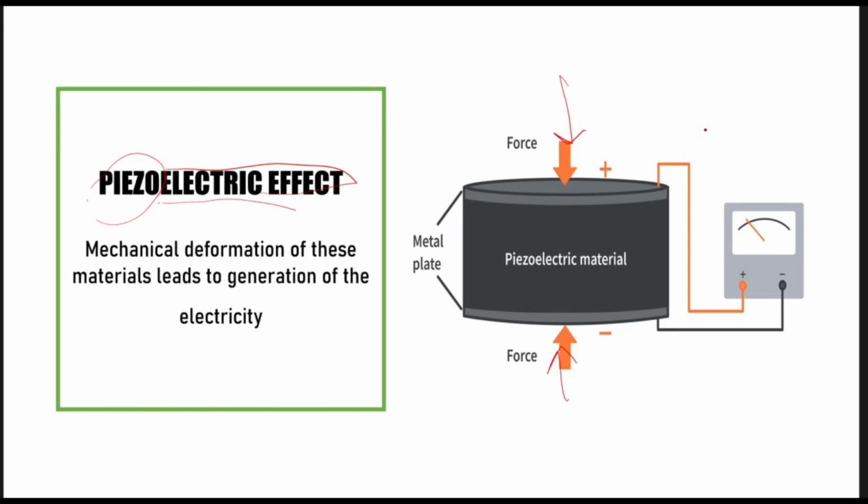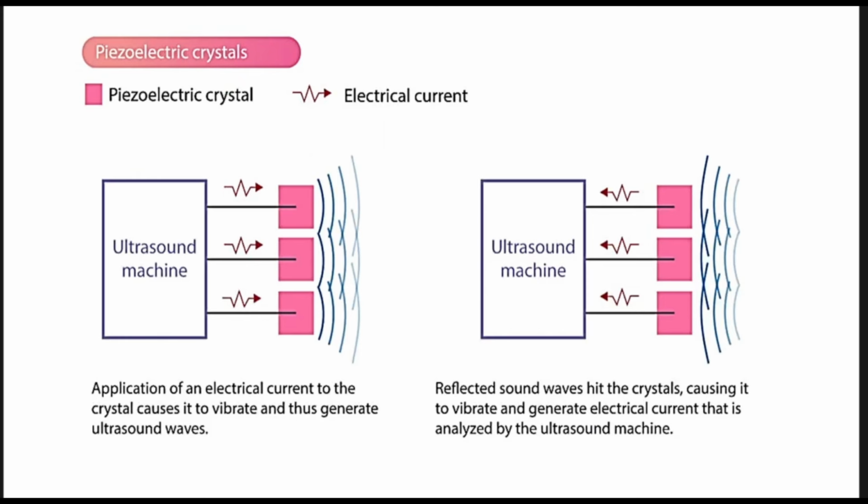And vice versa is also true. So what I mean to say is, if you apply electricity to such materials, it is going to lead to the mechanical deformation of these materials, right? So this is known as the piezoelectric effect. Now this is important because the ultrasound probe is made up of these piezoelectric crystals, and whenever there's application of external electric energy to this probe, they will start vibrating, they will get deformed, and as they vibrate, they will generate these ultrasonic waves, right?